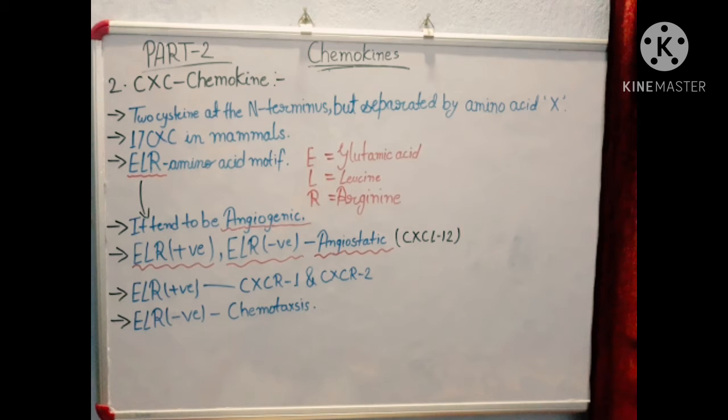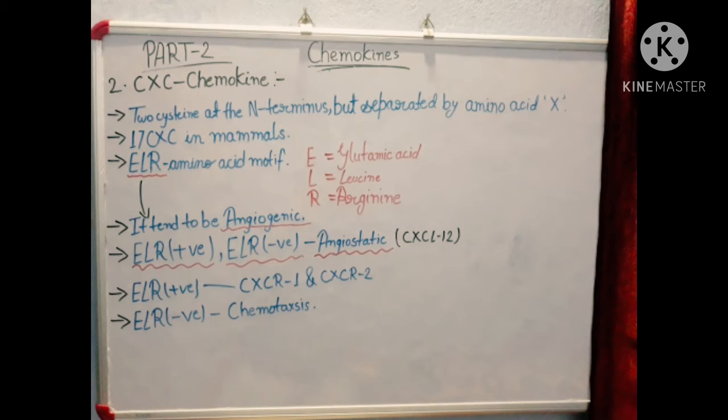The second type is CXC chemokine. These chemokines are similar to CC chemokines because CC chemokines have two cysteine residues and the CXC chemokines also have two cysteines at the N terminus. But the main difference is that in CC chemokines the cysteines are not separated by any amino acid, but in CXC chemokines they are separated by an amino acid, which is denoted by X.